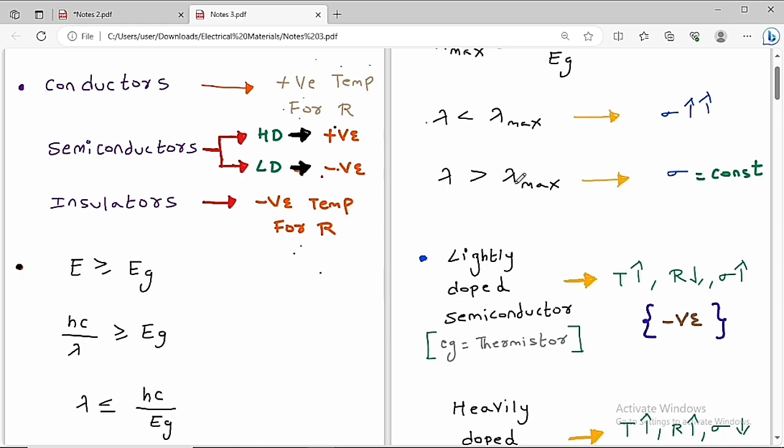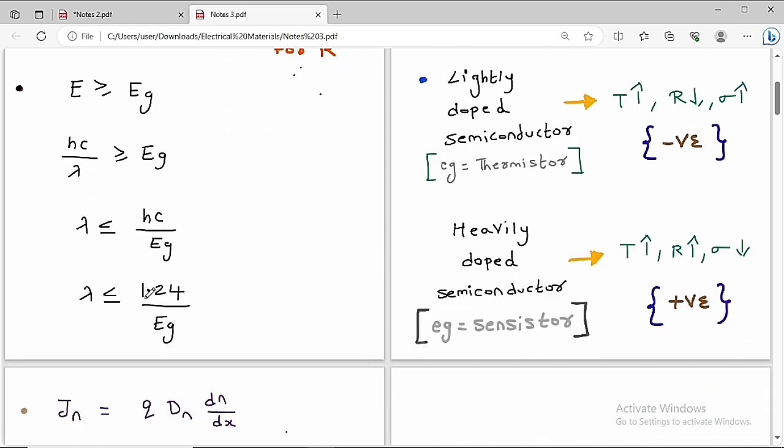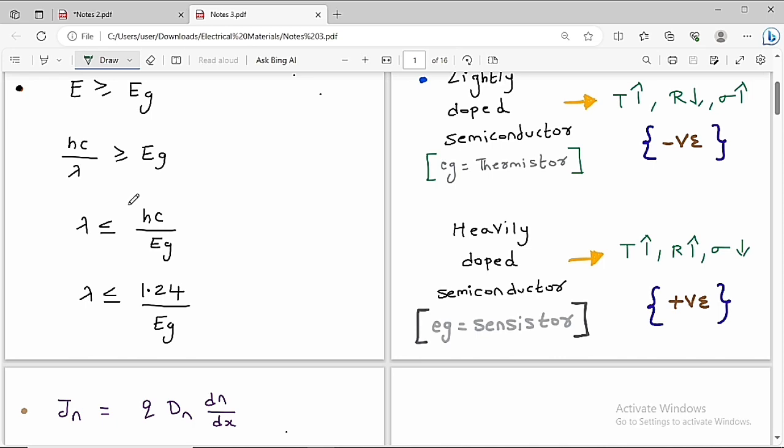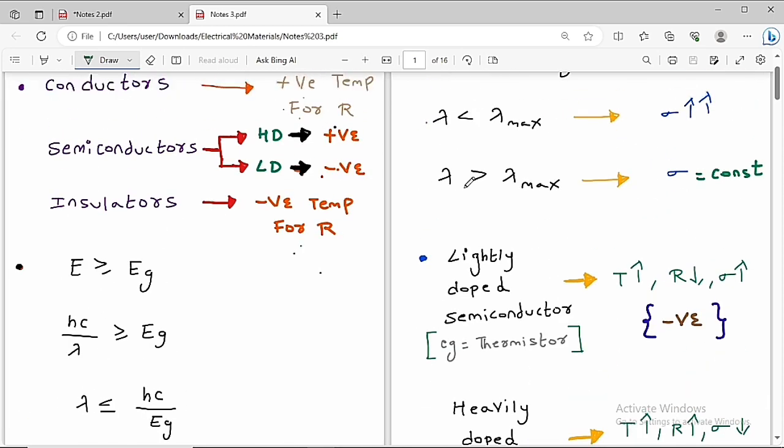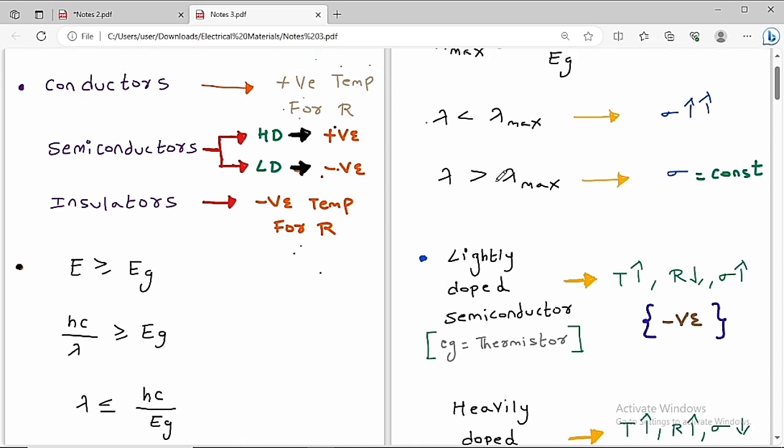Suppose lambda is greater than lambda max, what is going to happen? This relation is violated. The maximum value is 1.24 by Eg, but you are choosing a lambda which is more than this one. So this relation is violated. It means that for this value, we are going to get E less than Eg. E less than Eg means we are giving energy which is lesser than the forbidden gap energy. Definitely, the electron will not go from valence band to conduction band. It will remain in its own position only.